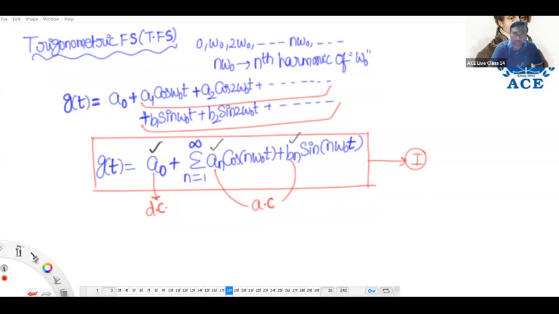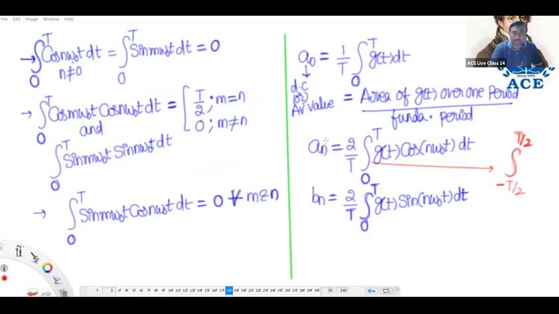Okay, I'm going to the next slide. So by using these predefined integrals, we are in a position to find out the three coefficients.